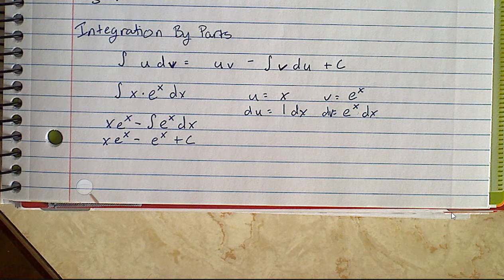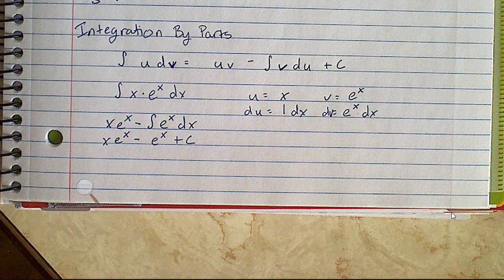Are there ones like this with actual numbers? Yes. Can we do one of those? Not yet. We're going to do those tomorrow. So all of these have e to the x and ln x.